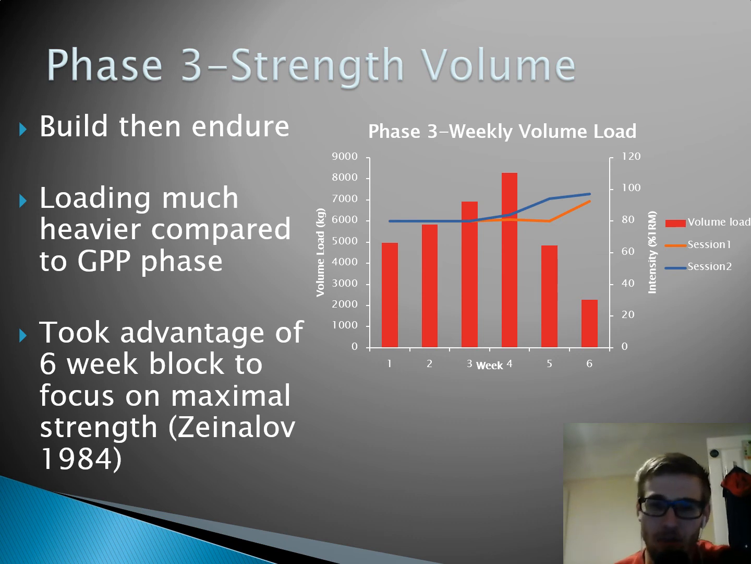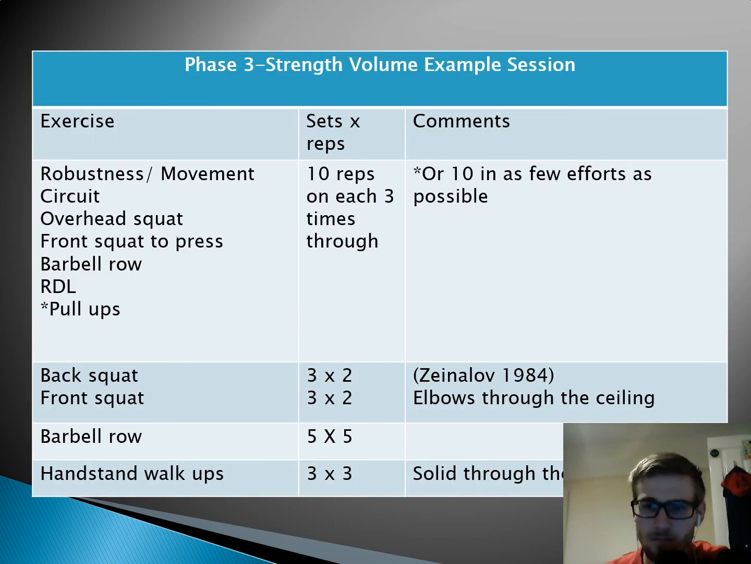Again, if you look at the program, it looks like we've built in from week 1 to 4, then we've backed off in week 5 and 6. We built from weeks 1 to 4, had a deload in week 5, and then in week 6 we strength tested him, so that explains why the volumes come down there. This is an example of the strength volume session.